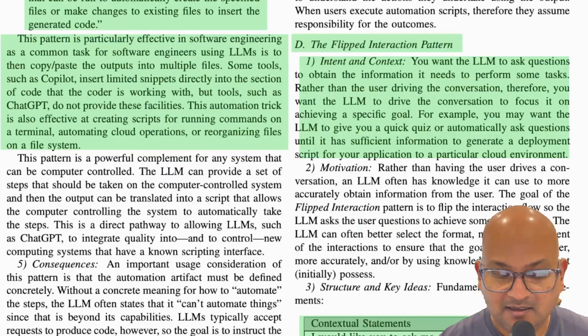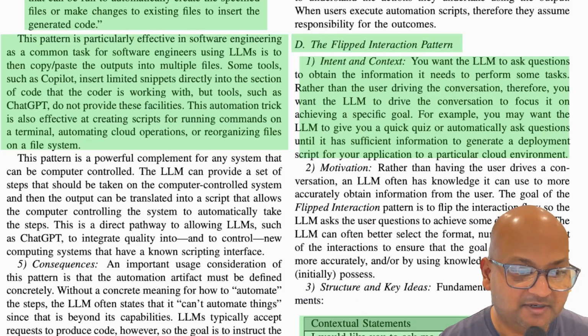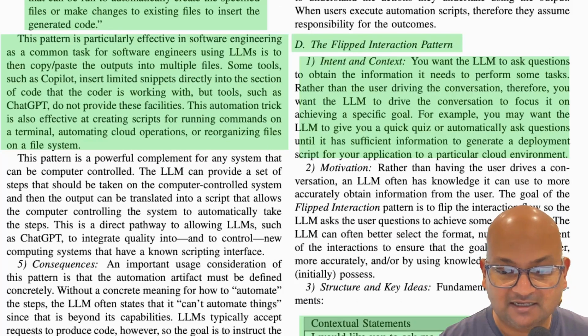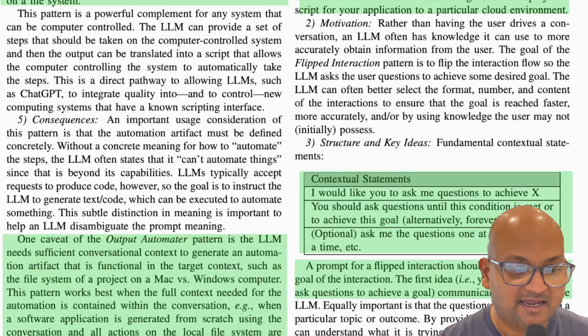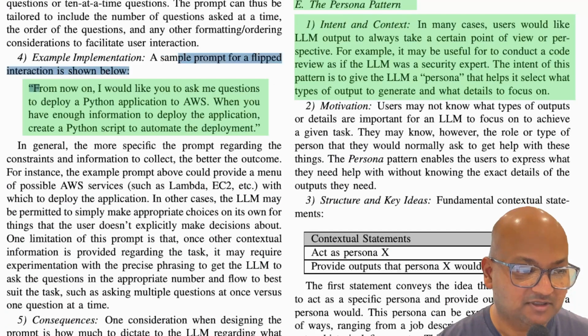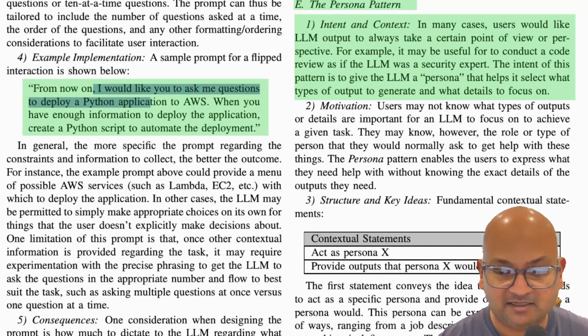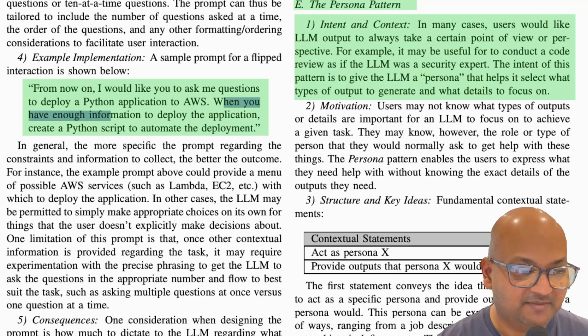And once you set up this preamble, you can then frame your tasks in terms of that graph notation. Another very interesting pattern is the flipped interaction pattern because, as the name suggests, it makes it so that the LLM is driving the conversation by asking you questions as opposed to the other way around. And this usually takes the form of, I would like you to ask me questions to achieve some end goal. So here's a concrete example. You frame your prompt to say, I would like you to ask me questions to deploy a Python application. And this then makes the LLM ask questions. When you have enough information, create a Python script. So that kind of flips the interaction pattern.